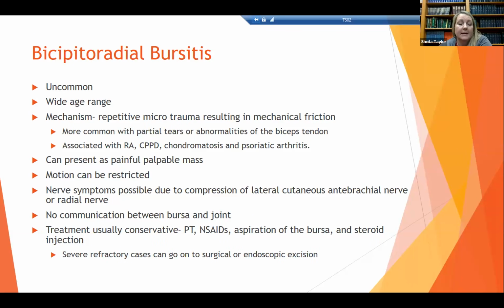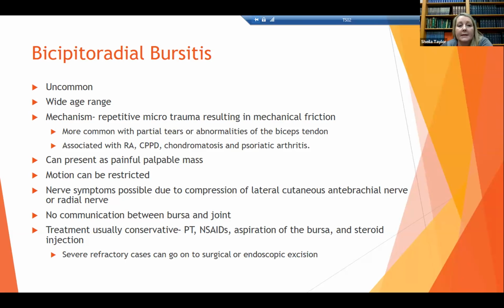It can present as a painful, palpable mass. So your patient may come in, and depending on how lean they are and how distended the bursa is, it will look like a mass on their arm. It can feel like a mass. And on initial imaging, it can look like a big cyst. Depending on the chronicity of the bursitis, that bursa can be pretty distended, so it can look pretty significantly abnormal on their imaging. It can be so big it can restrict their motion, most commonly in pronation and supination, because of how the bursa wraps around the biceps tendon, it can affect their ability to fully pronate or supinate.